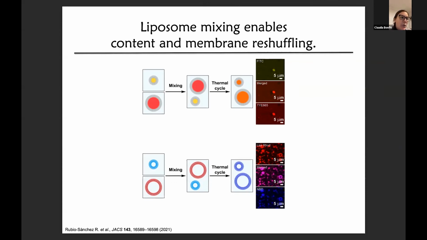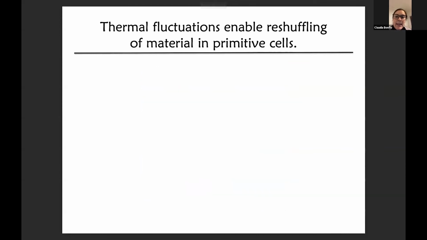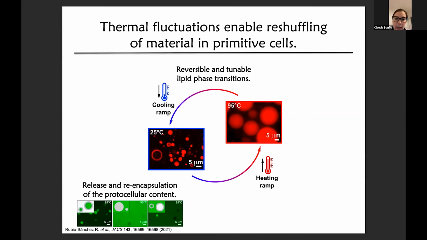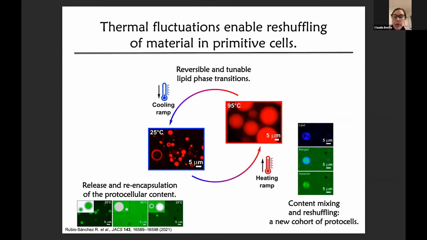And so what we understood from this was that, if we go to the next slide, these thermal fluctuations, which were basically pH changes induced due to temperature, can enable the transition of lipid membranes into lipid droplets in a reversible and tunable way. Next, we could see that the release and the re-encapsulation could be possible using these thermal fluctuations. And then next, we could see that we could use this to mix and reshuffle the content in the daughter protocells that we were forming.